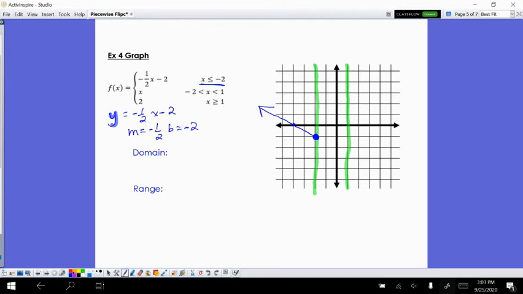Our next line, I'll do that one in purple, which is y equals x. That tells us that our slope is 1 and our b value is 0. So I'm going to start by putting my dot at 0. I'm going to go up 1 over 1, up 1 over 1, till we get our pattern there.